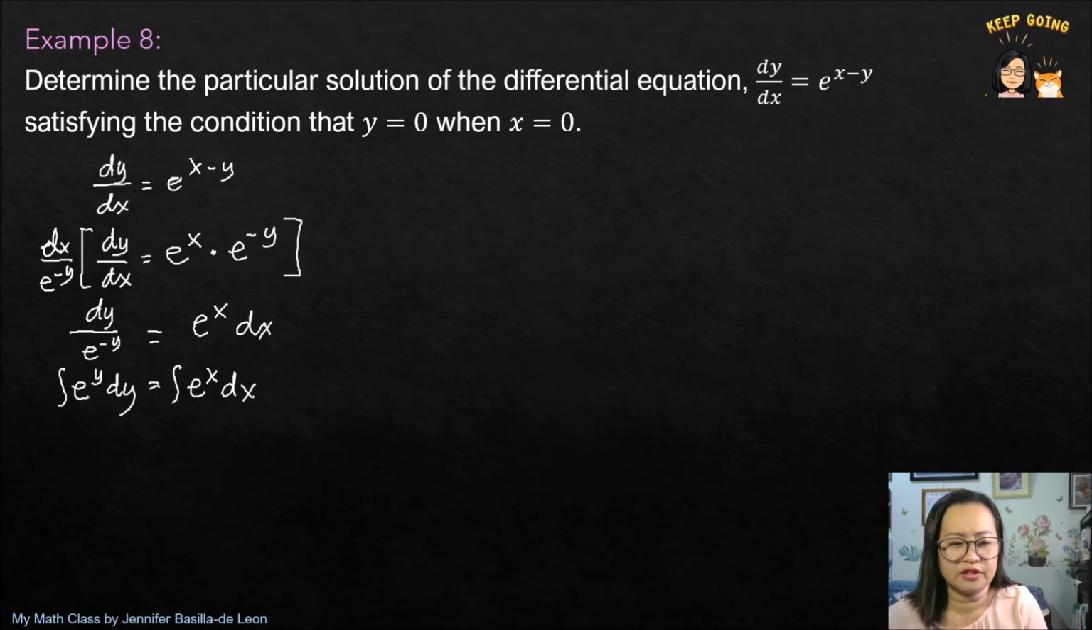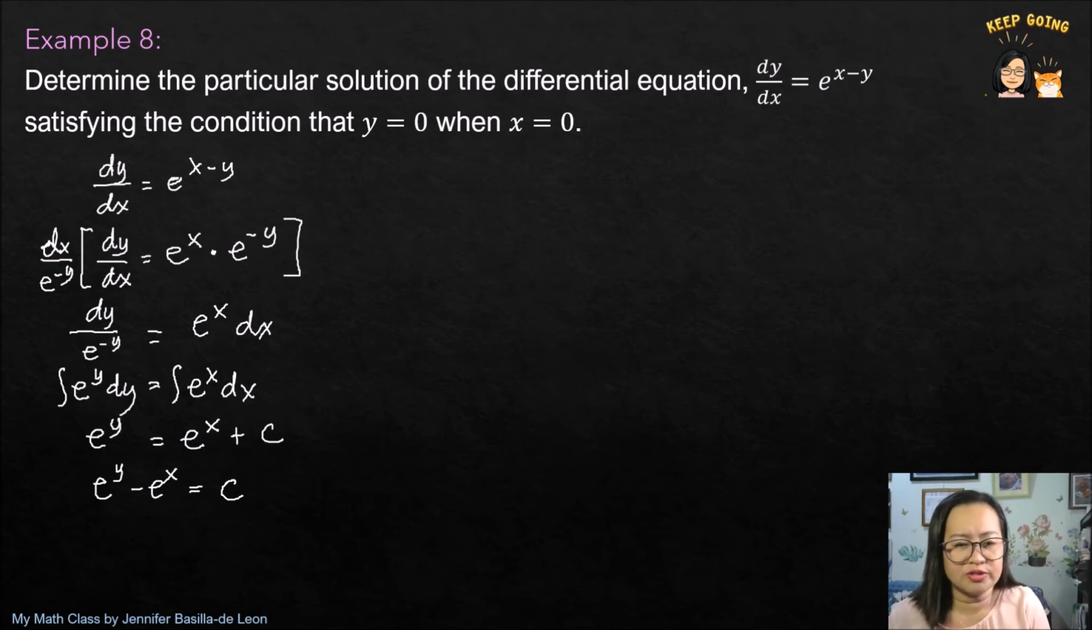Getting the antiderivative on both sides, we will have e raised to y equals e raised to x plus c, which is the arbitrary constant. Now we can transpose e raised to x to the left side, so we will have e raised to y minus e raised to x equals the arbitrary constant. Now since we have y equals 0 when x equals 0, we can replace y and x with 0 in order to find the value of the constant.